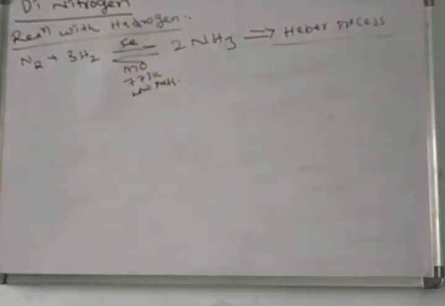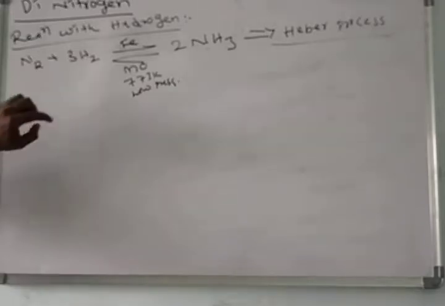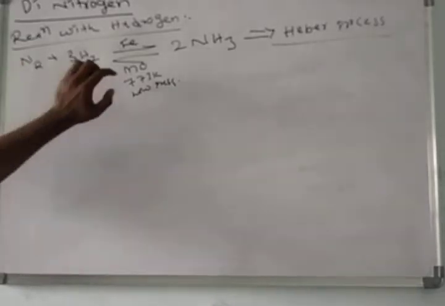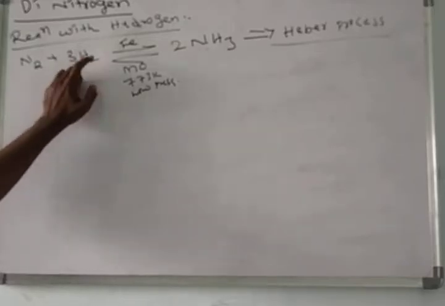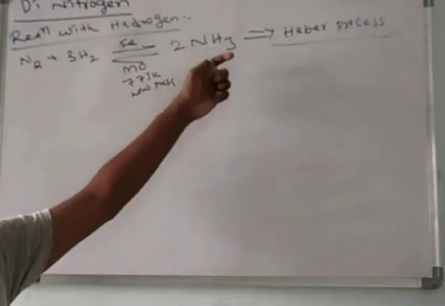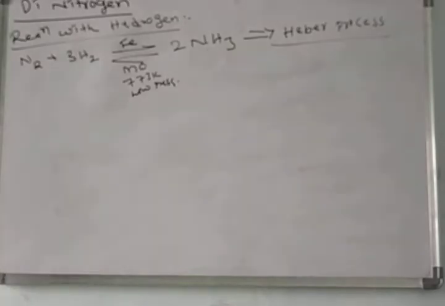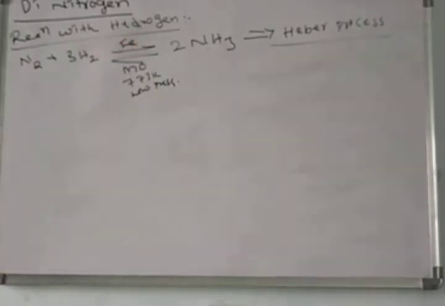What are the conditions? Here we are applying some principles, Le Chatelier's principle and different principles. We'll see that in continuation. What is the reaction here? Dinitrogen reacts with hydrogen in the presence of catalyst and molybdenum, at 773 Kelvin temperature and low pressure, and forms ammonia. This we call the Haber process.